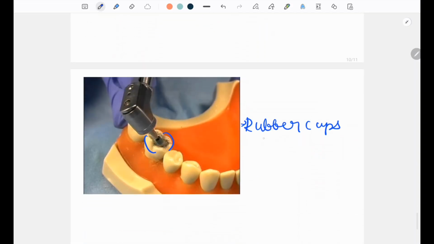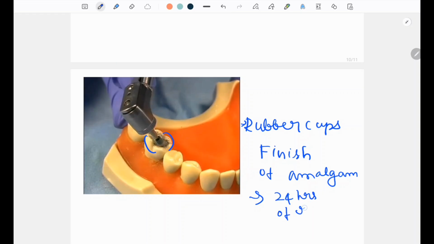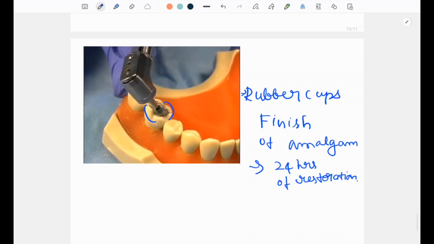So here we saw the finishing of amalgam with rubber cups. Finishing and polishing should be done after 24 hours of restoration. It should not be done immediately, because if it's done immediately it's going to be distorted. So if you have any doubts, let me know in the comment section.